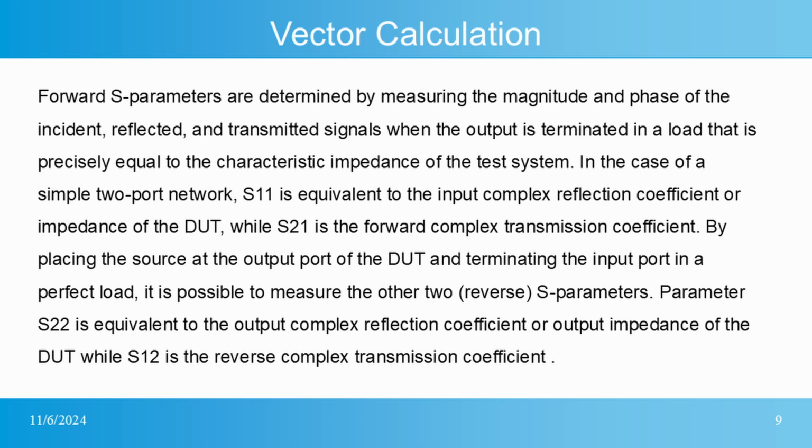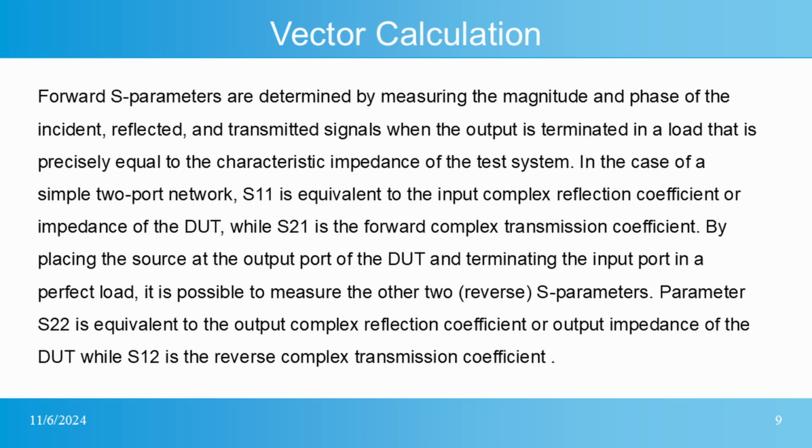Now, I think I talked about this a little bit, but the forward S parameters are determined by measuring the magnitude and the phase of the incident, reflected, and transmitted signals when the output is terminated in a load that is precisely equal to the characteristic impedance of the test system. So in the case of a simple two-port network, S11 is equivalent to the input complex reflection coefficient, that's a mouthful, or impedance of the device under test, while S21 is the forward complex transmission coefficient.